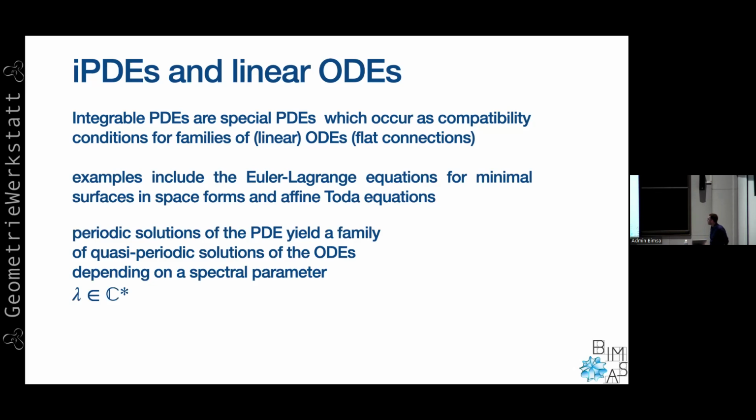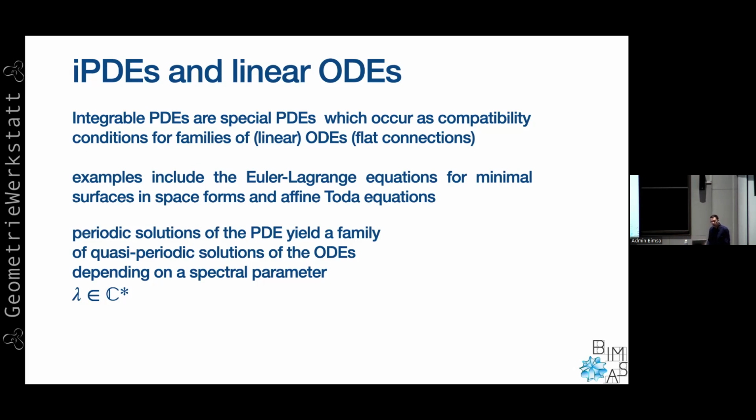So what's important then is periodic solutions of that PDE. If you have a closed domain, a surface which closes up, you look for periodic solutions of your partial differential equations, and then this gives us a family of quasi-periodic solutions of the corresponding ODEs, which depends on an additional family parameter. This family parameter is usually called the spectral parameter. In our situation, it's usually just some complex number not equal to 0.